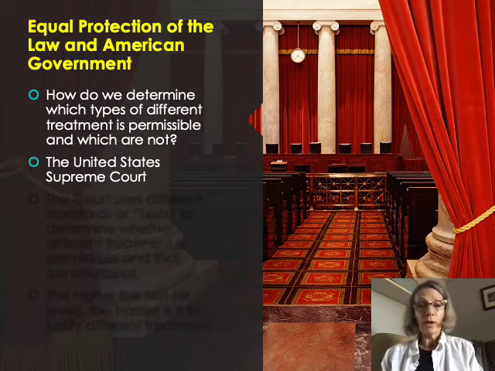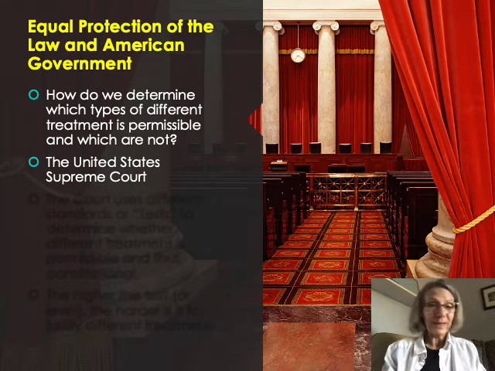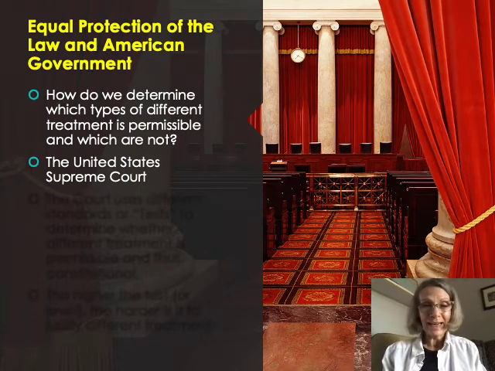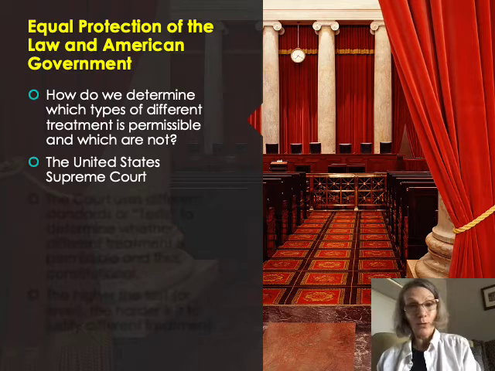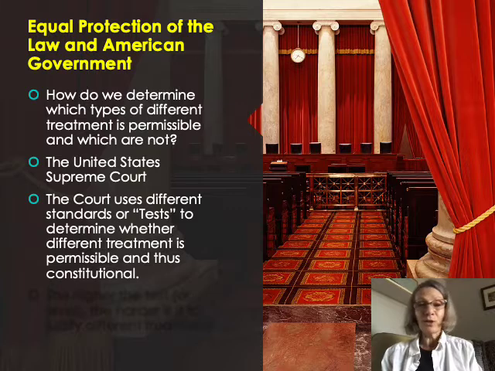But the Supreme Court is the one that decides, and what is permissible changes over time. From Plessy versus Ferguson at the end of the 19th century, which said separate but equal, to Brown versus Board of Education in 1954, saying separate treatment is absolutely unequal and therefore unconstitutional. So we depend on the Supreme Court to determine what is permissible or impermissible discrimination. And the court uses different standards, known as tests, to determine whether the different treatment is permissible and thus constitutional.